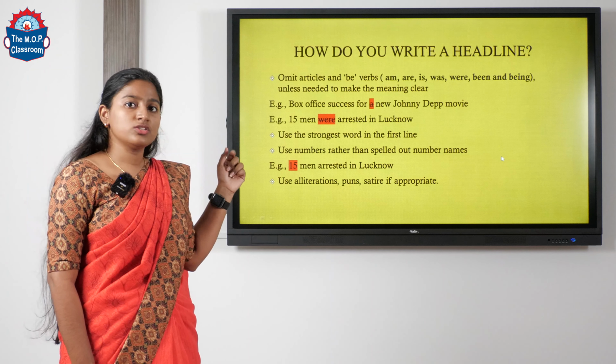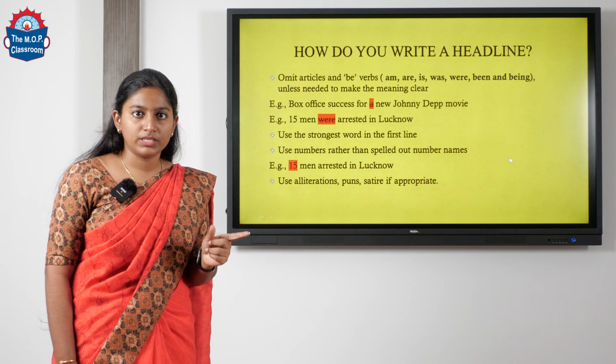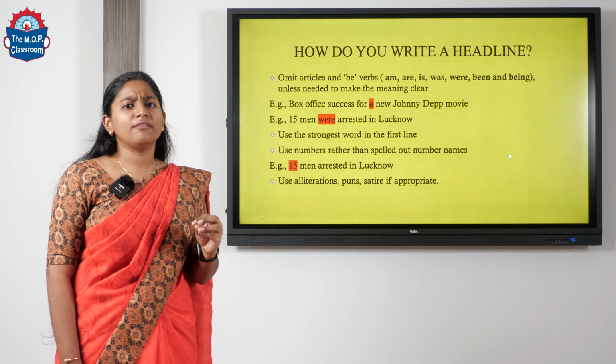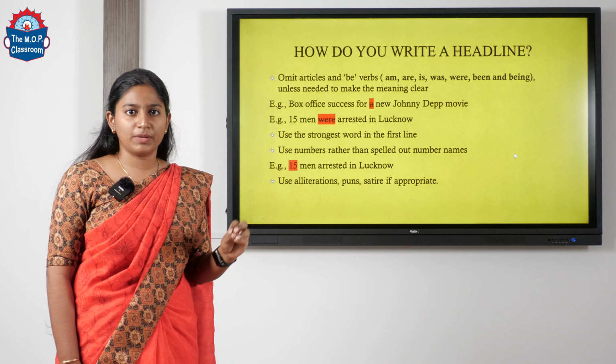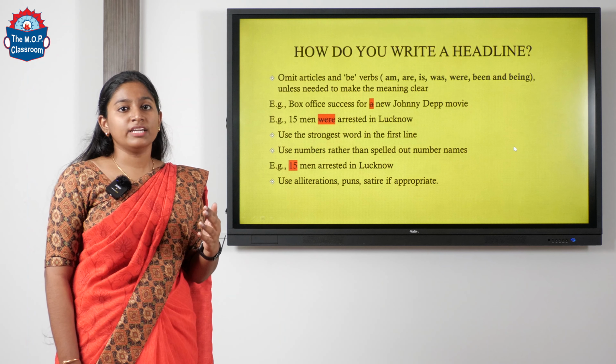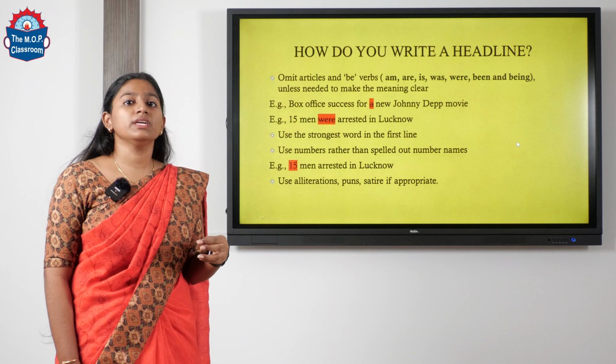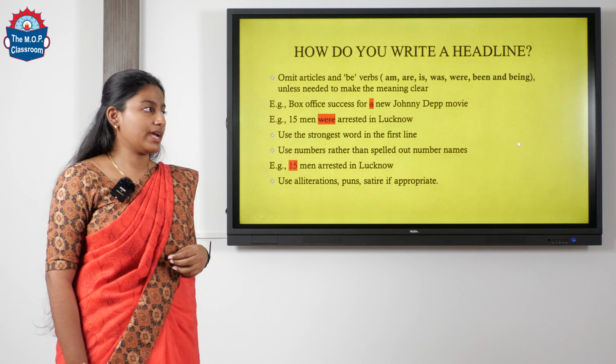You have to use the strongest word in the first line, meaning that the first line of your headline would be your primary headline. So you have to use the most crucial information in your primary headline, and other information which is much less important could be used in your secondary headline.